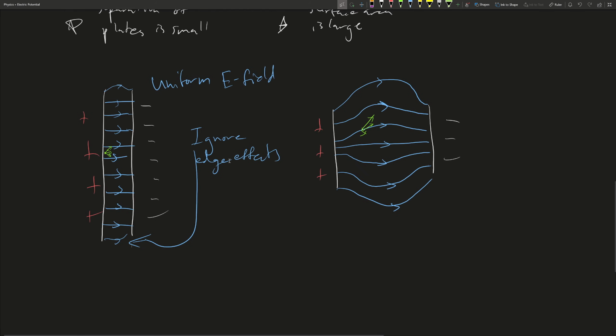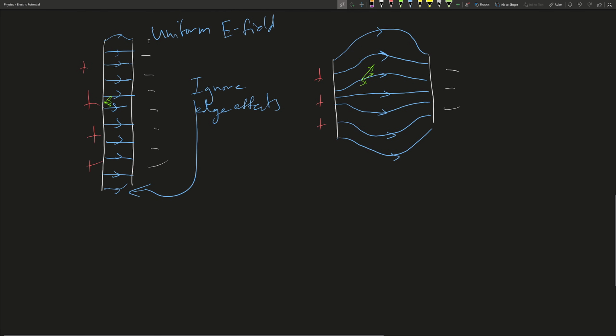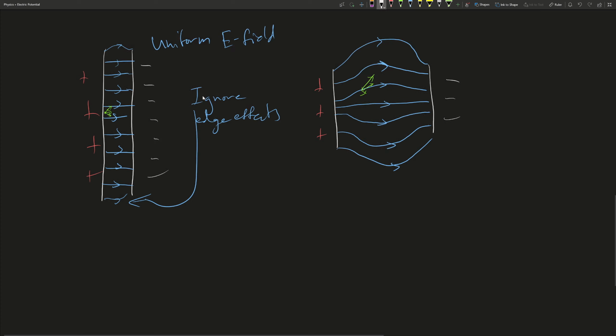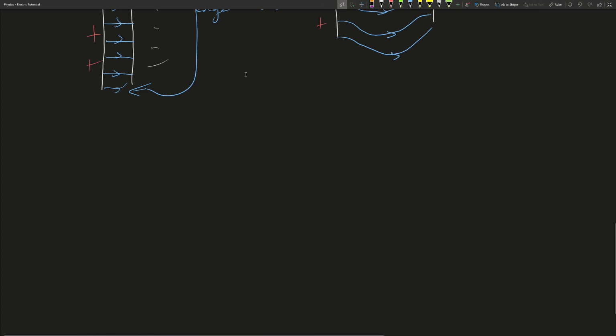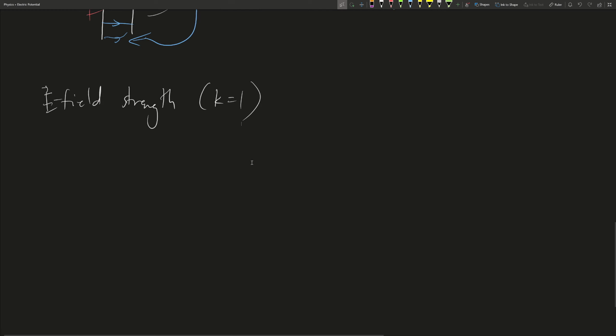Okay. And then finally, since this is a uniform field, we can also derive an expression for the strength of this field given these assumptions. And one more assumption we can make. So this is the field strength. Another assumption in addition to those previous assumptions is going to be that K is equal to 1. Now remember, K is equal to 1 when it's in a vacuum, and when it's in air, K is roughly equal to 1. It's really close to 1.